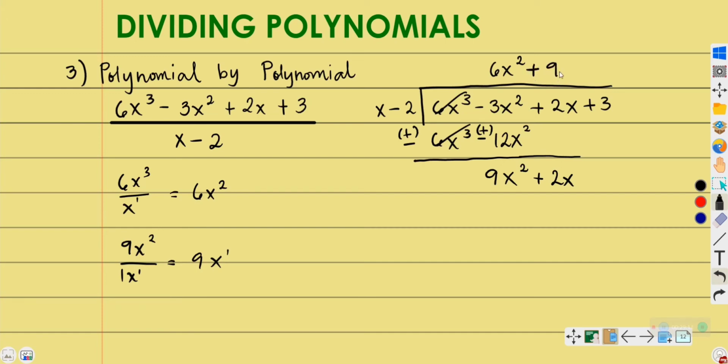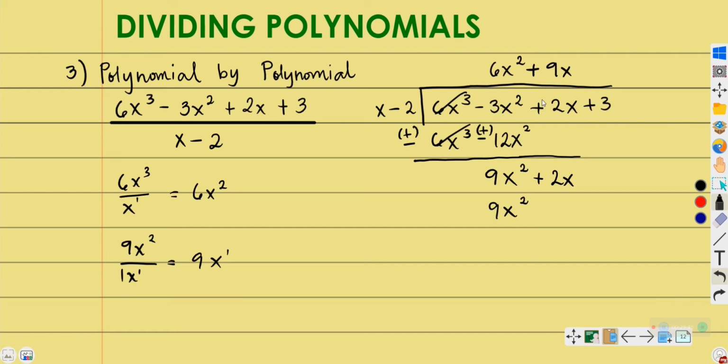So, plus 9x. Okay? And then, after nun, yung 9x na ito, yung nakuha natin, i-multiply natin ulit dun sa divisor. Take note ha, yung 9x lang. Hindi kasama yung 6x squared kasi na-multiply na natin yan kanina. Ito lang. So, positive 9x squared times x, syempre babalik siya sa 9x squared.